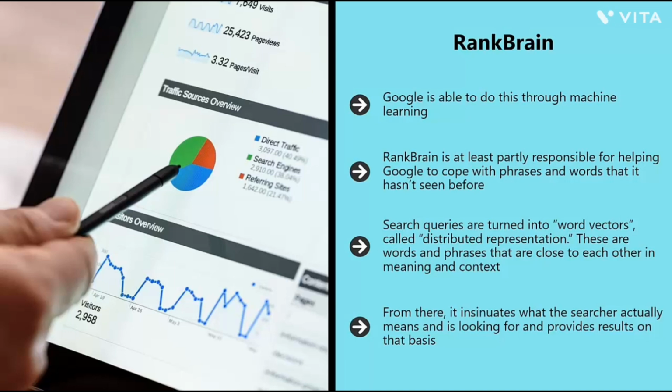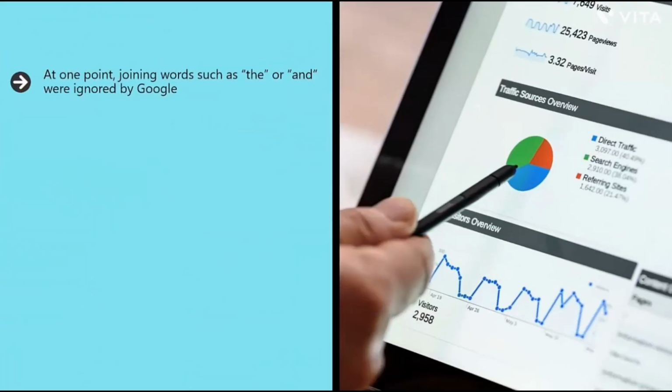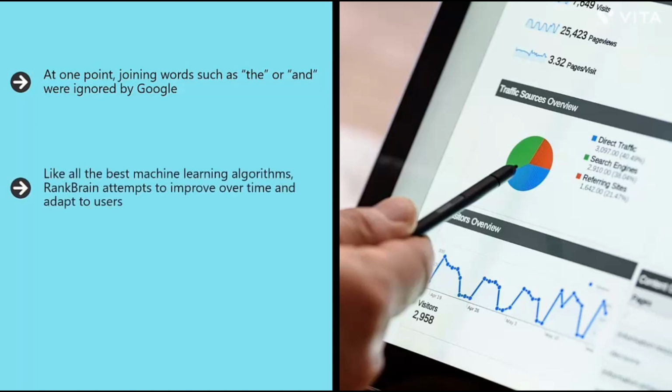RankBrain also understands the relationships between words and the way that they work together. At one point, joining words such as "the" or "and" were ignored by Google. Now, Google understands the importance of these phrases and the way in which they impact on the intent of the user. Like all the best machine learning algorithms, RankBrain attempts to improve over time and adapt to users.